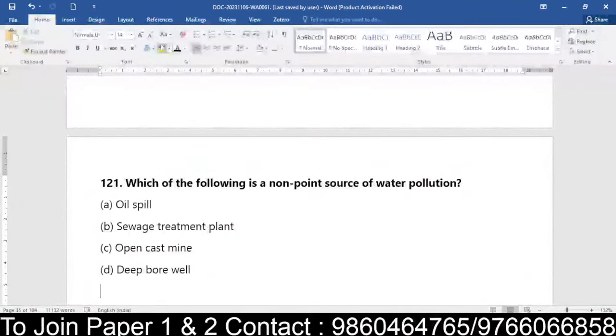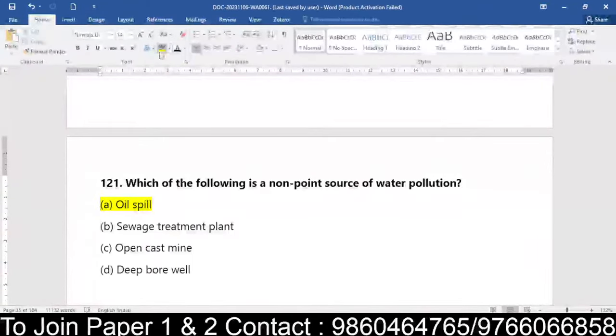Let's see how many of you are able to answer the question. Which of them is called a non-point source of water pollution? They are asking you to define the non-point source of water pollution. Whether it is oil spill, sewage treatment, open cast mine, or deep bore well. The one which is a non-point source of water pollution is oil spills. So from there it comes, right?